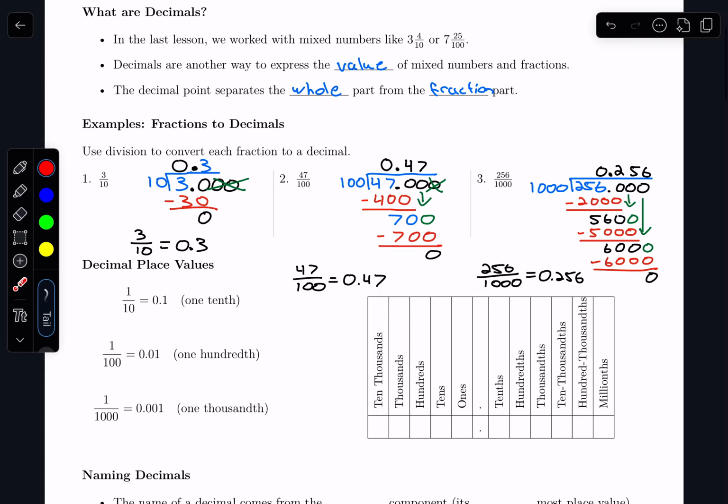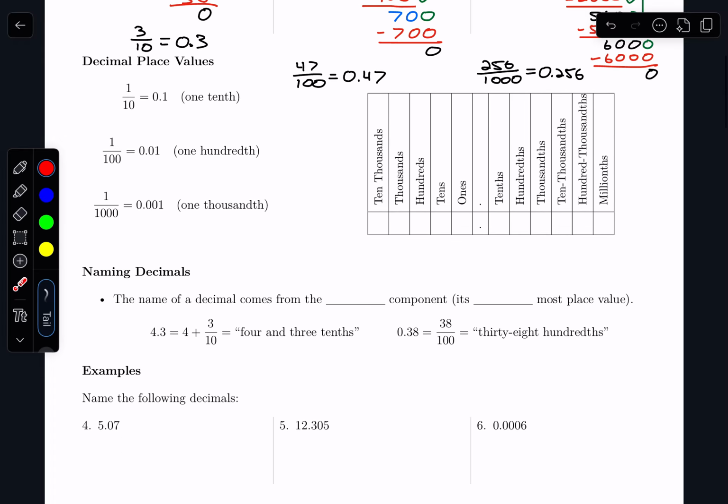So now what we're going to be doing to name decimals is we're going to be taking the rightmost place value and using this chart of place values to tell us how to name that decimal. So the name of a decimal comes from the fraction component of the number, and it is the rightmost decimal place or the rightmost place value.